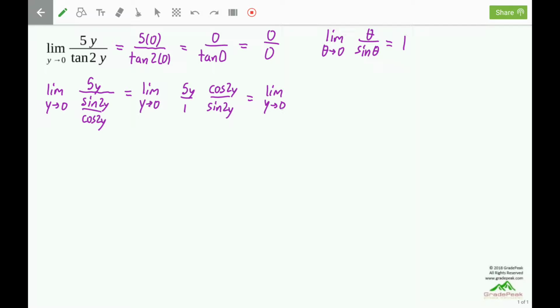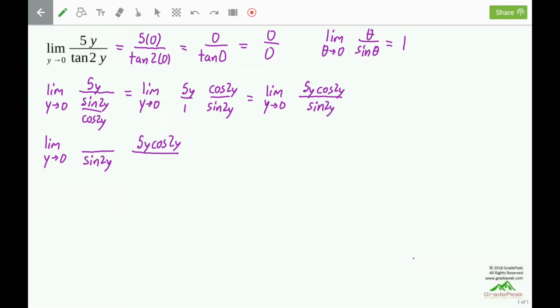That will give us limit as y goes to 0 of 5y times cosine 2y. We multiply the numerators over 1 times sine 2y, which is just sine 2y. You multiply the denominators. Now that we can see our sine function, the next step is to isolate that sine function. We need to put it into its own fraction. It's in a denominator, so keep it in a denominator. All remaining terms, which are all in the numerator, can be written into their own fraction.